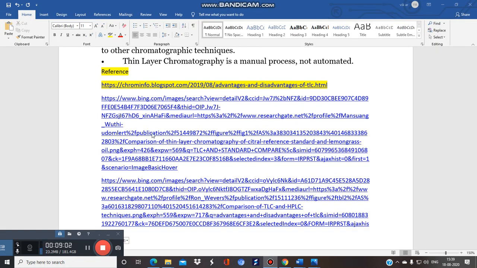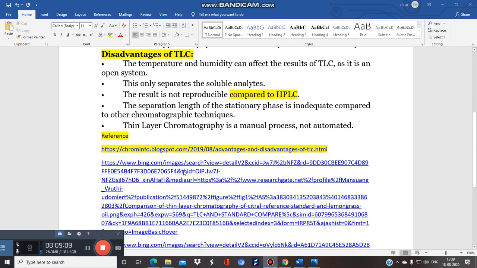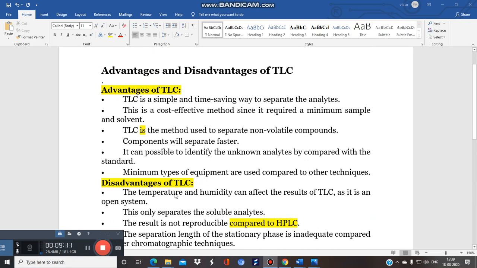So these are the references that we have used in preparation of this video. So I think this is more than sufficient, just to give a brief idea about the advantages and disadvantages of TLC.